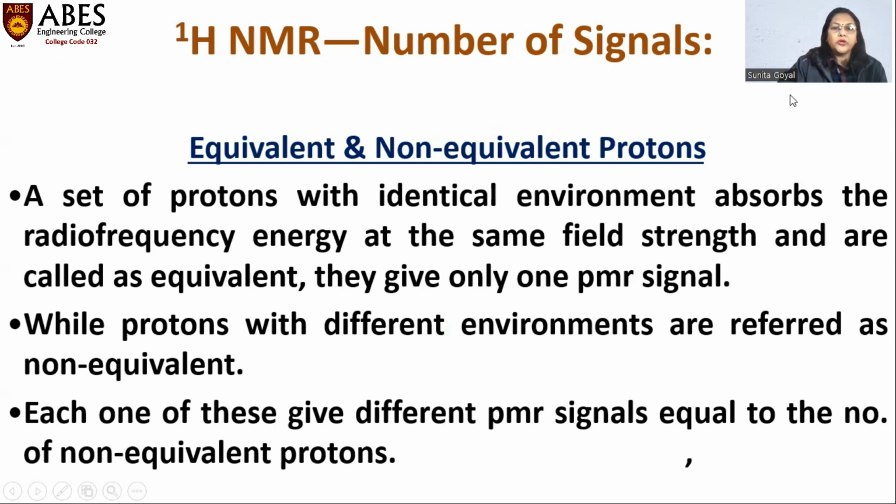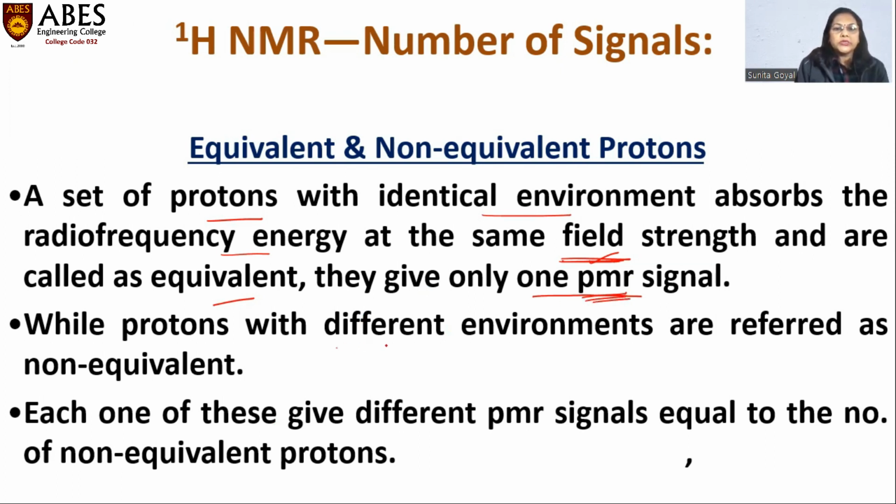A set of protons with identical environment absorbs the radio frequency energy at the same field strength, and they are called equivalent because they give only one PMR signal. PMR signal means proton magnetic resonance signal. So, when a set of protons belongs to the same chemical environment, they will absorb the radio frequency at the same field strength. Therefore, we call them equivalent protons, and they will give only one type of NMR signal.